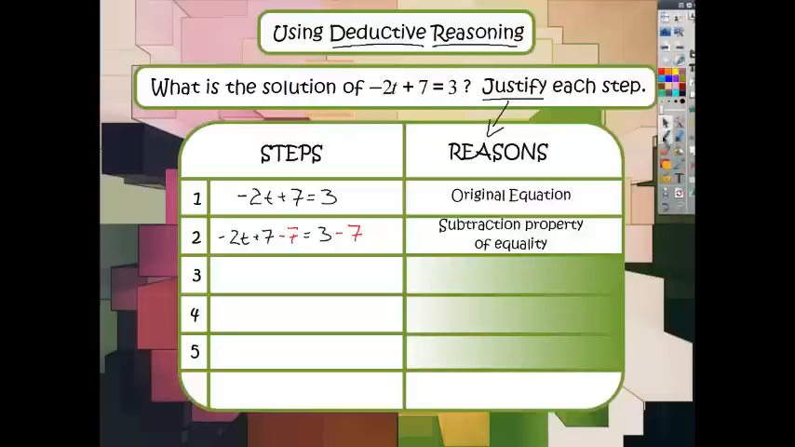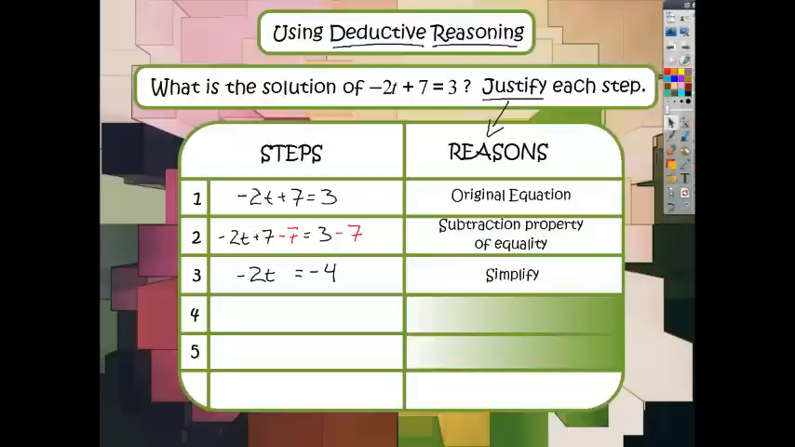Let's clean this up, or what we call simplify. I have negative 2t plus 7 minus 7 is 0. So there's nothing left there. And over here I have 3 minus 7, which is negative 4. So what did we do here? We cleaned it up, otherwise known as simplify.